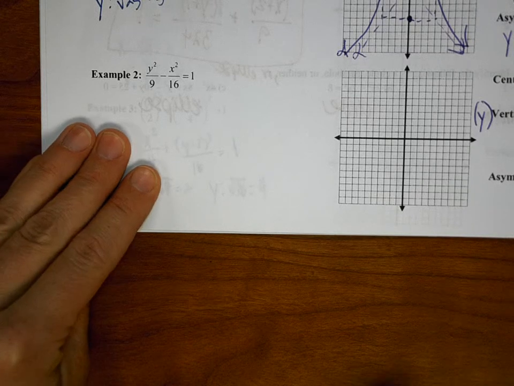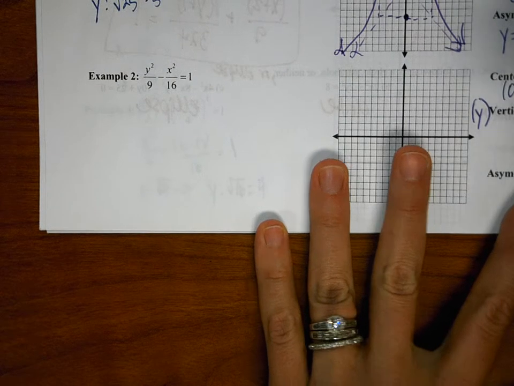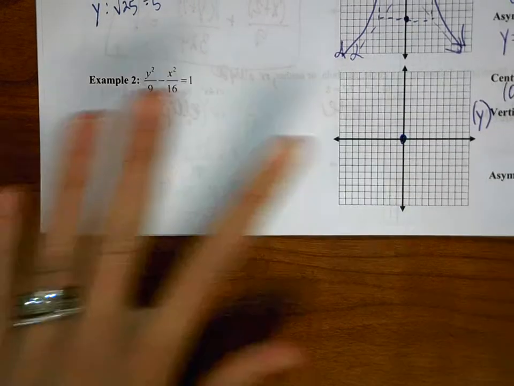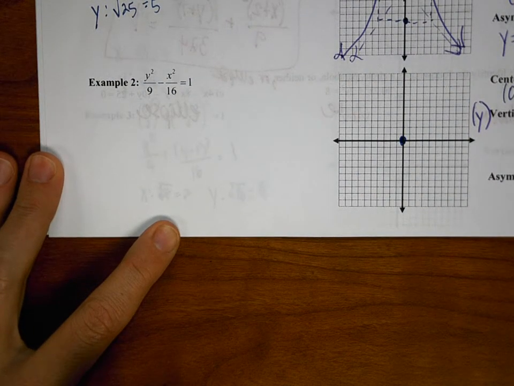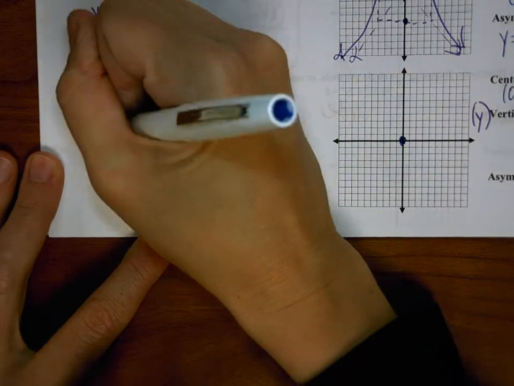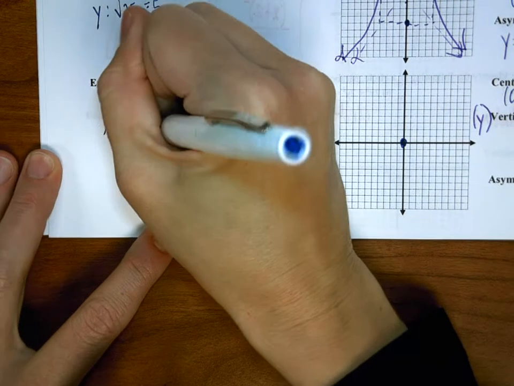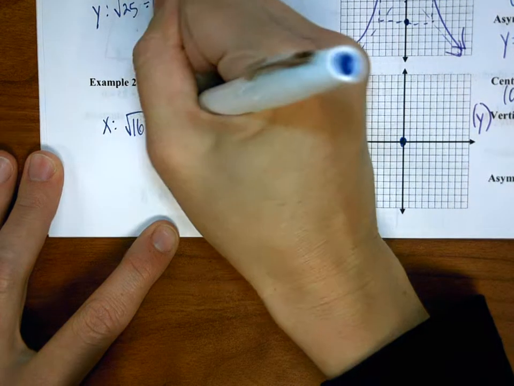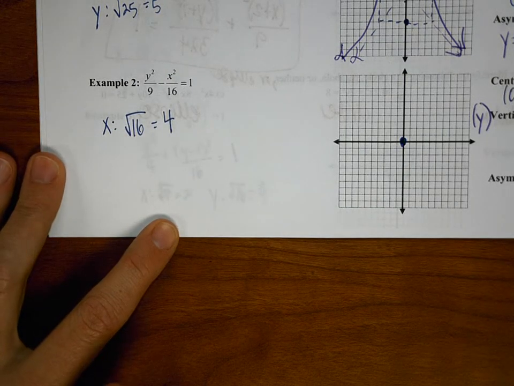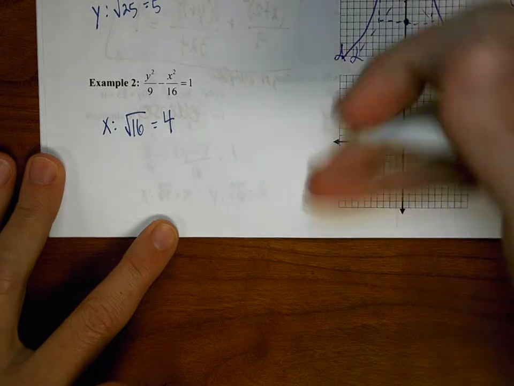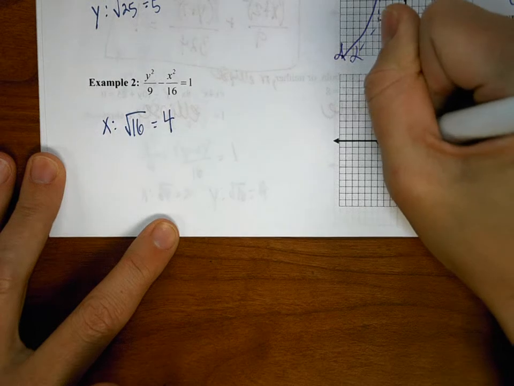What is my center on example 2? 0, 0. Very good, 0, 0. So we can go ahead and plot 0, 0. Once I plot 0, 0, then I'll usually find how far I'm going to go on my x-axis and how far I'm going to go on my y-axis. My x value here is 16 underneath, right? So all we do is take the square root of 16, which is 4. So on my x-axis, what am I going to do? 4 to the right and 4 to the left. 1, 2, 3, 4, make a point. 1, 2, 3, 4, make a point.